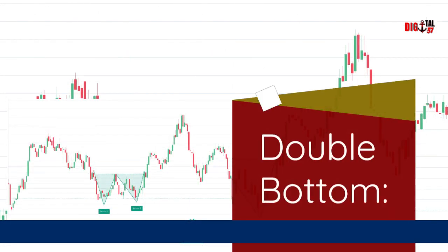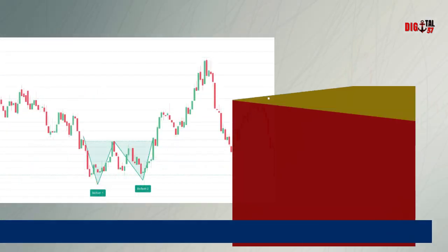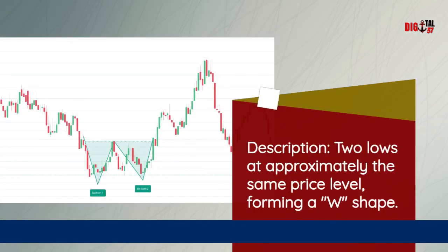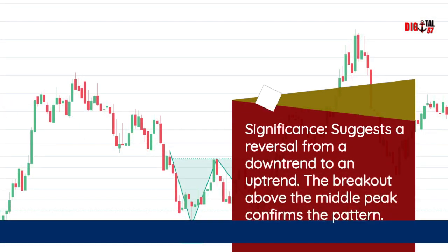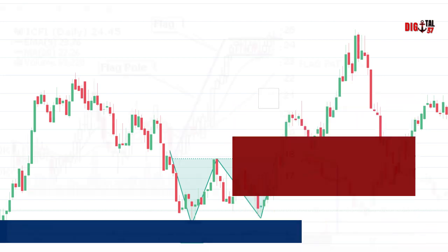Double bottom. Description: 2 lows at approximately the same price level, forming a W shape. Significance: suggests a reversal from a downtrend to an uptrend. The breakout above the middle peak confirms the pattern.